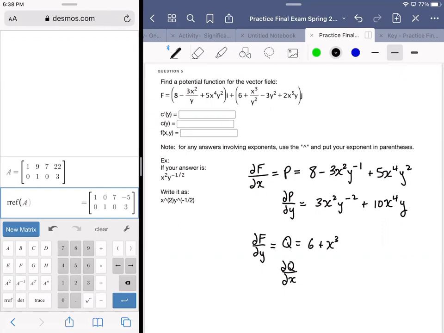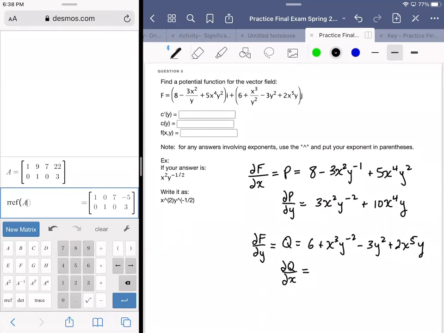I'm going to write the x cubed over y squared as x cubed y to the negative second, minus 3y squared plus 2x to the 5th y. All right, 6 goes away.